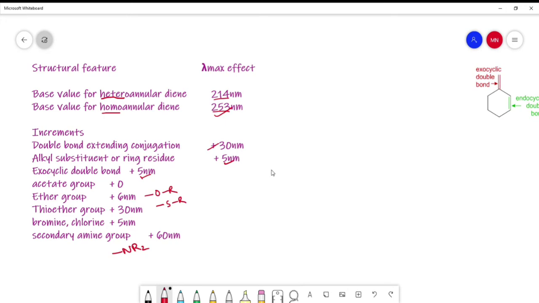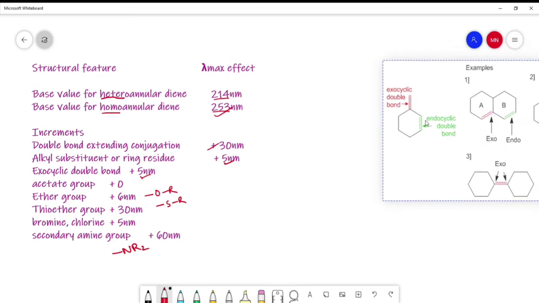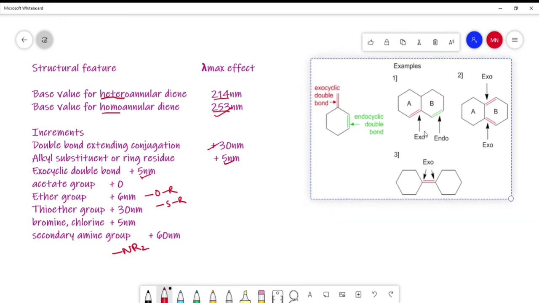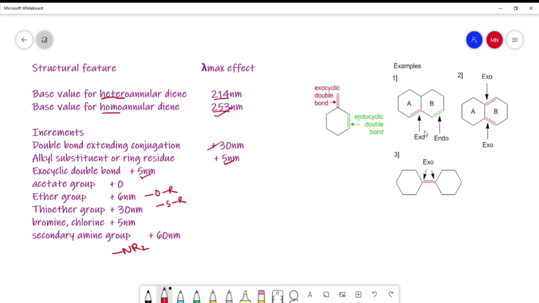Now let me explain once more what is meant by an exocyclic double bond, and the homoannular diene system and heteroannular diene system. If you look at this ring system, here this double bond is within the ring. Both the carbons of the double bond are within the ring, and such systems are called endocyclic double bonds.